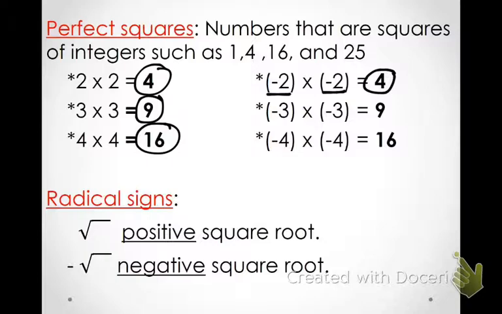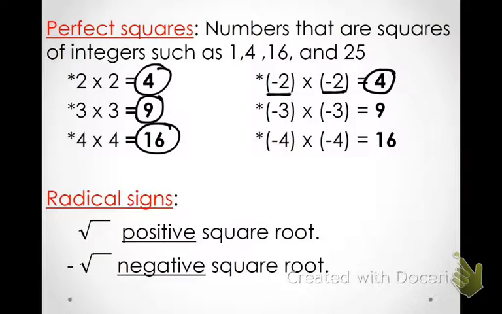Who can think of another perfect square? Okay, so 36 would be the perfect square because 6 times 6 is 36. What's another perfect square? 10. Why 10? It has to be a number multiplied by itself equals 10. What number multiplied by itself equals 10? No number. Okay, so 10 is not a perfect square. What's another one that is?